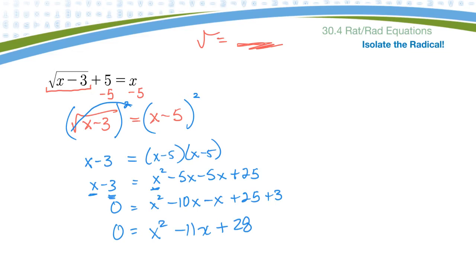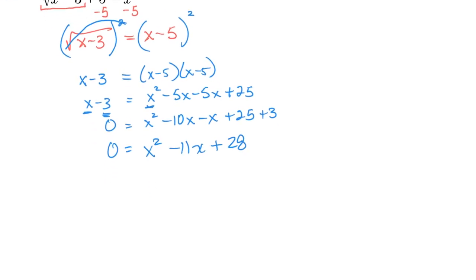I sure hope that factors. Otherwise, we get to use the quadratic formula. 7 and 4. Ooh, that was beautiful. Okay, and so now the zero property: x minus 7 is 0, so x is equal to positive 7, or x minus 4 is 0, in other words, x is equal to 4.